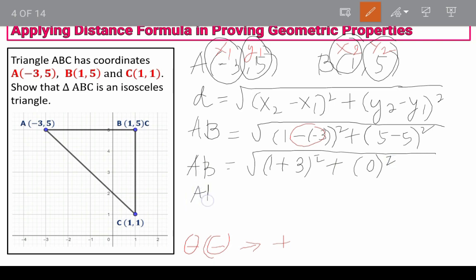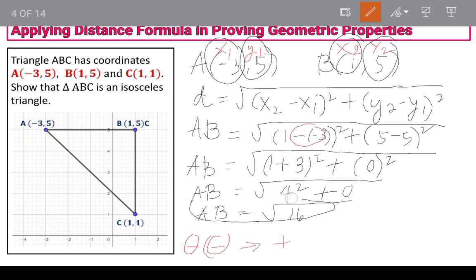Let's further simplify. AB is equal to the square root of 1 plus 3 is 4. So you have 4 squared plus 0 squared is 0. AB is equal to the square root of 4 squared is 16. So you don't have to add 0. Now, you can write your answer in this way. AB is equal to the square root of 16. However, square root of 16 is a perfect square. So we can simplify it into 4 because the square root of 16 is equal to 4.